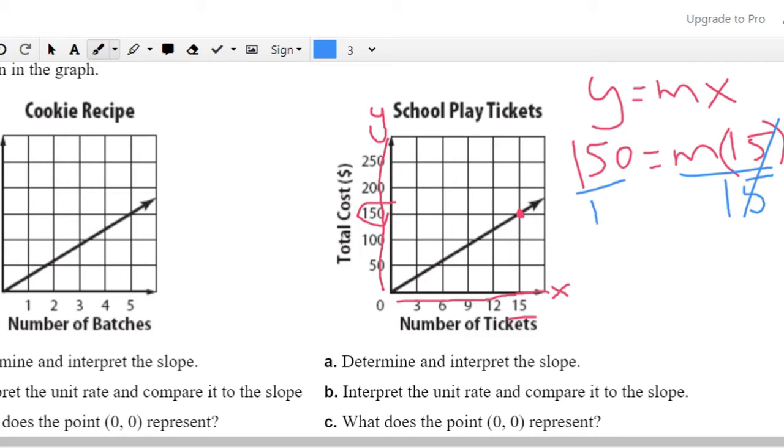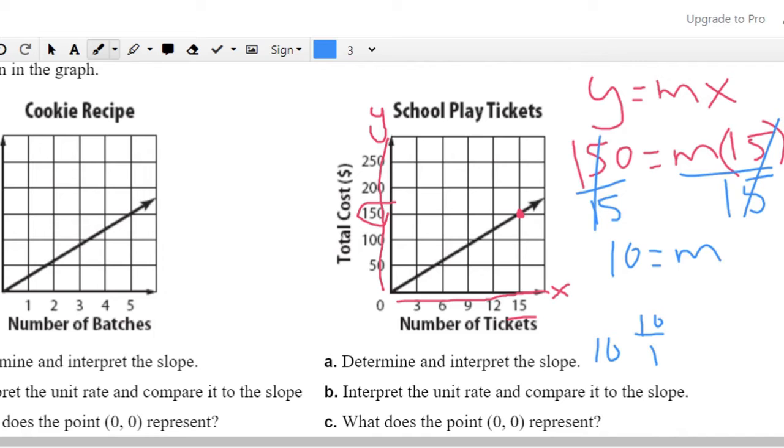And then divide by 15 over here. And 150 divided by 15 is 10. So the slope of this line is 10. So it wants us to determine and interpret the slope. You can put 10 or 10 over 1 because like we said, it's rise over run, so we're going up 10 over 1. And these are all positive because they're going up. If they were falling, they would be negative slopes.